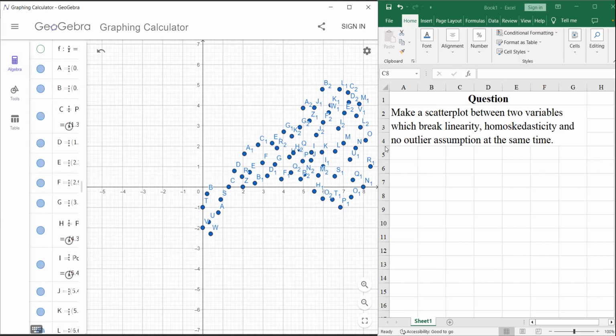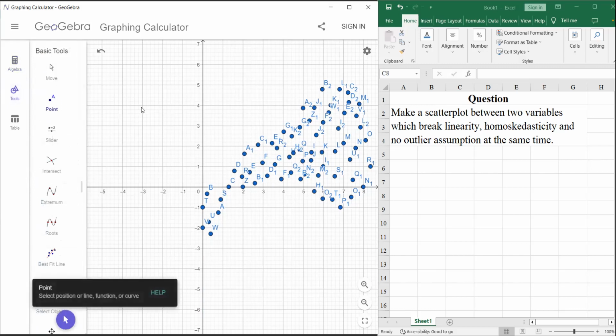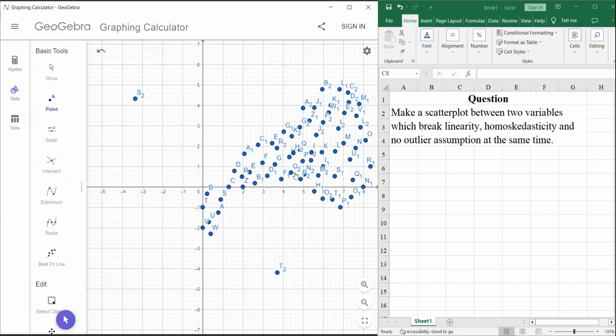The third assumption that we are trying to break is the no outlier assumption. Correlation and regression are both dependent on outliers. If there are outliers, then the value of correlation would be really, really incorrect. So any value which dissociates from the general trend will be considered an outlier. For example, if I put 1 point over here, that's an outlier. Or if I put 1 point over here, which is far from the basic trend, that's an outlier.